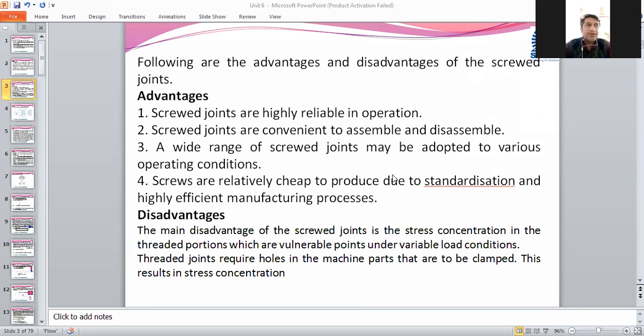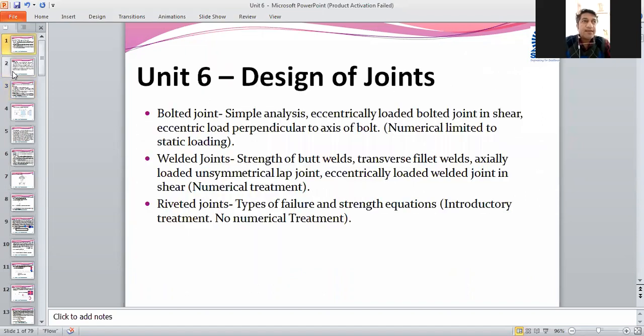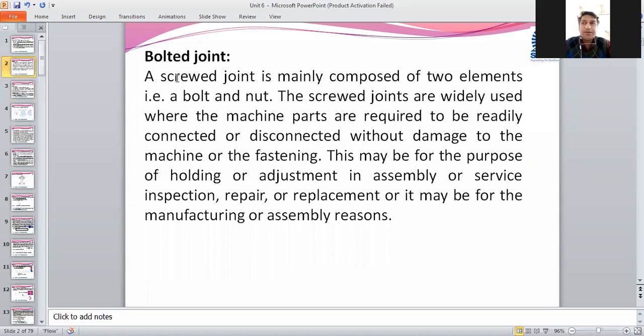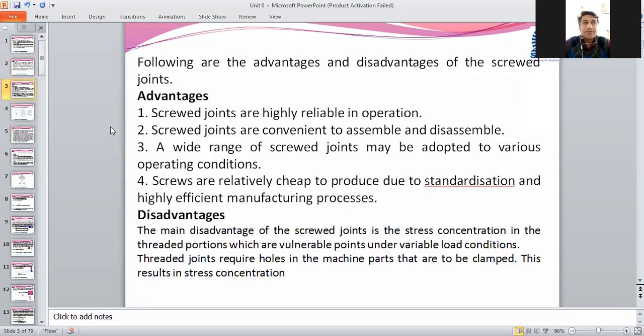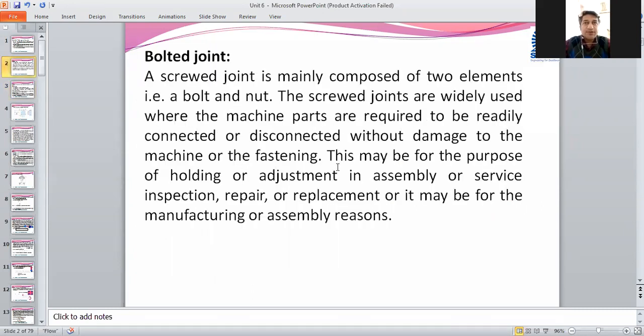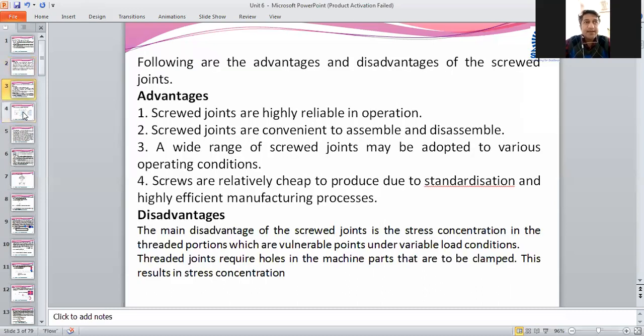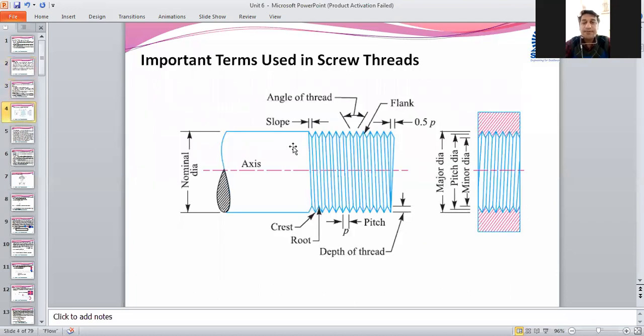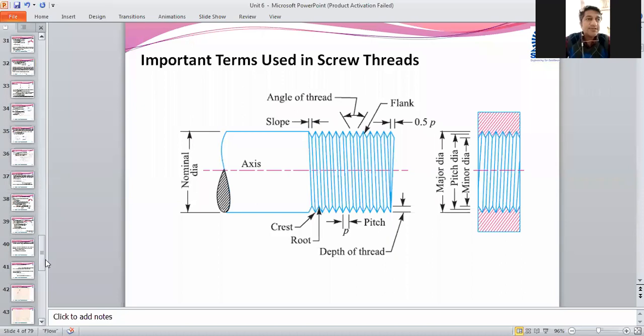Last lecture we started the last unit, and that is design of joints. In that we first saw the bolted joint, its advantages and disadvantages. Also we saw where these bolted joints are preferable and why we are using them. After seeing the advantages and disadvantages of this bolted joint, we have to move further and we are going to see these bolted joints in detail.